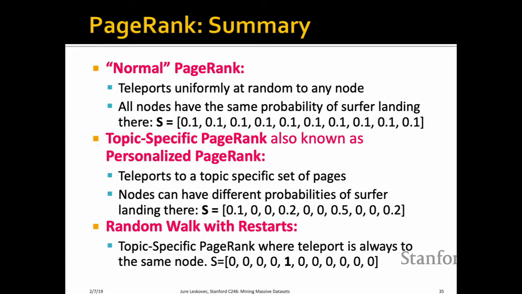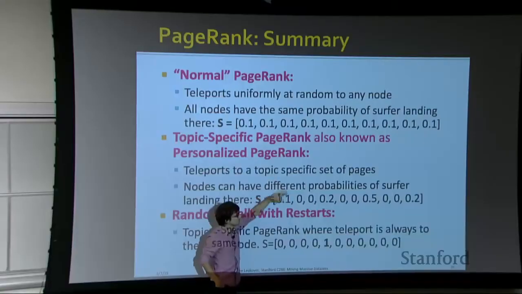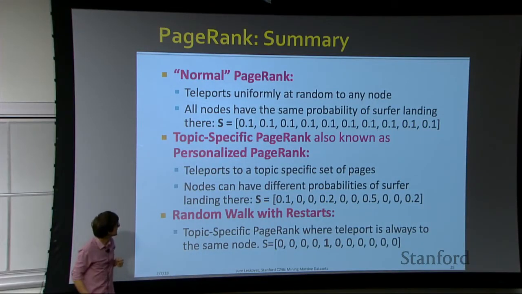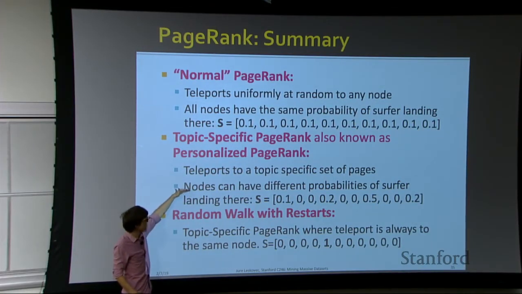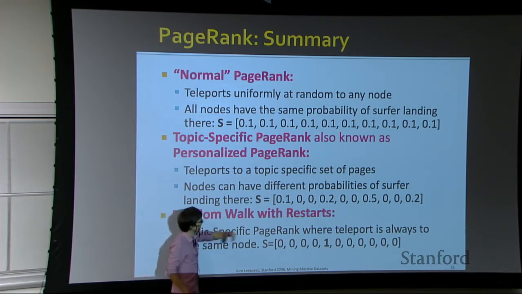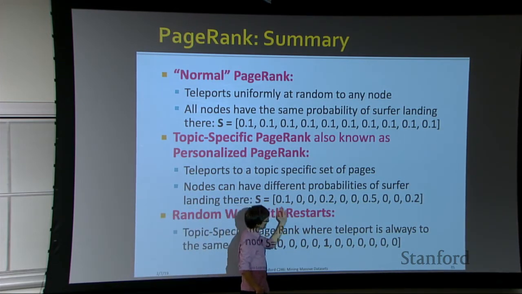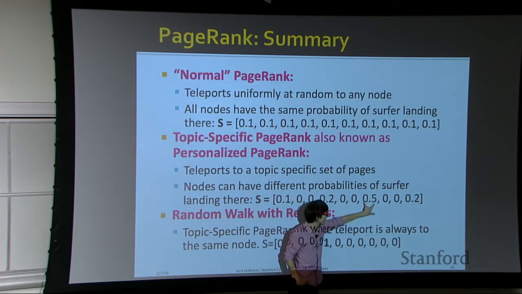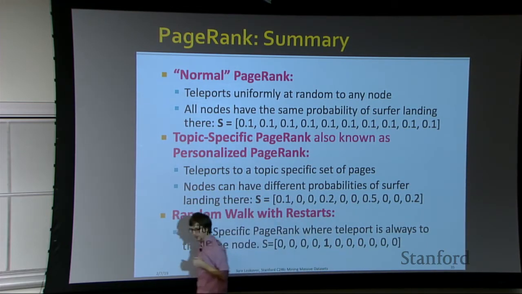Then we talked about topic-specific PageRank, which some people also call personalized PageRank. And the idea here is that the random walker, the random surfer, teleports to a specific subset of pages, right? And nodes can have different probabilities of landing. So imagine this could be the probability vector of landing, where the random walker never lands at these two nodes, but lands at this one 50% of the time, and so on.